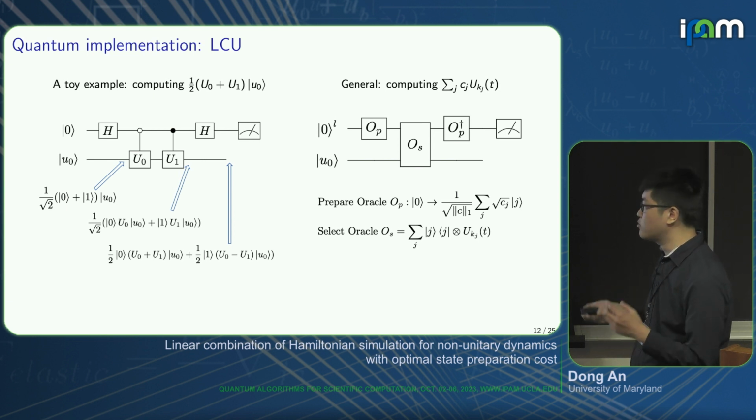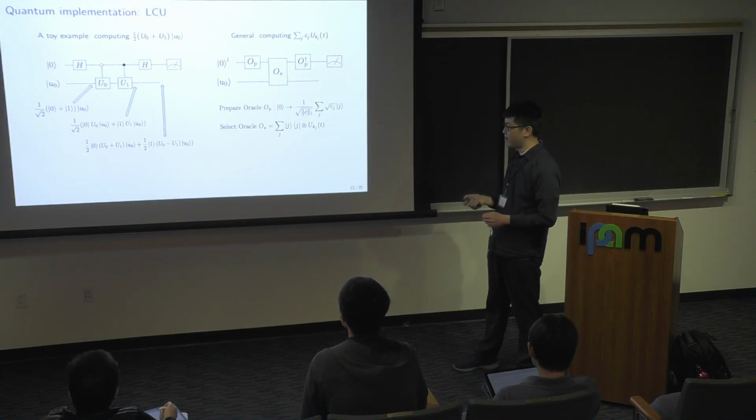So basically, these are the controlled application of the unitaries. And what I will have is something like this after the controlled unitary. For the 0 part, we will have U0 acting on my initial state, and for the 1 part, we will have U1 acting on my initial state. After that, I will apply another Hadamard gate on the ancilla qubit, and what I will get is something like this. It's just some straightforward linear algebra calculation.